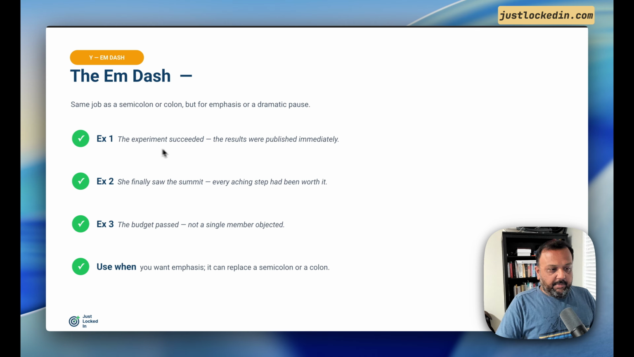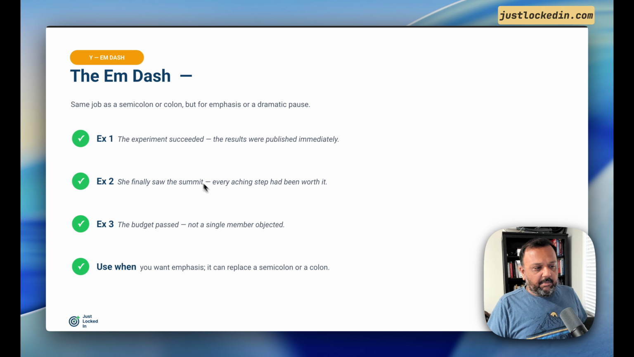I'm sorry. The experiment succeeded. The results were published immediately, and you put an M dash here. She finally saw the summit. Every aching step had been worth it. The budget passed. Not a single member objected. All right. So all these are good examples of the M dash. The first one I would argue that it's not a great example of the M dash. The reason being it's not as dramatic as the other ones, right? Well, the experiment succeeded and you published the results, sure. All right. But sure, you could use an M dash or you could use a colon.